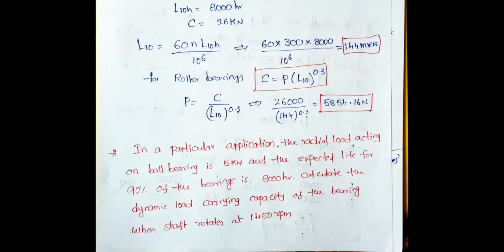Please underline 90%. Why? Because sometimes you may get confused. They may ask for 95% or 99%, and then you are not supposed to use this relation. That is the reason I make you understand. Whenever you have 90%, this relation is valid. For 99% and 95%, other than 90%, you can go for the reliability bearing relation. So don't get confused. For 90%, you can directly apply this relation.